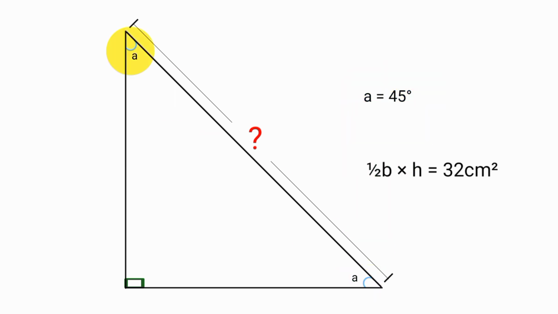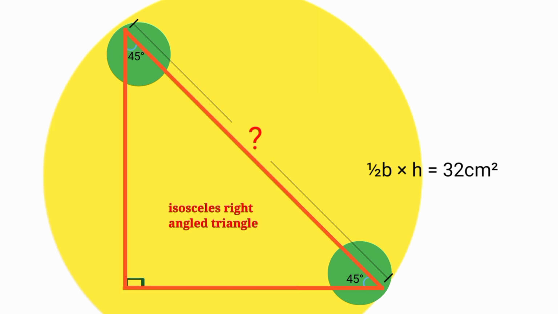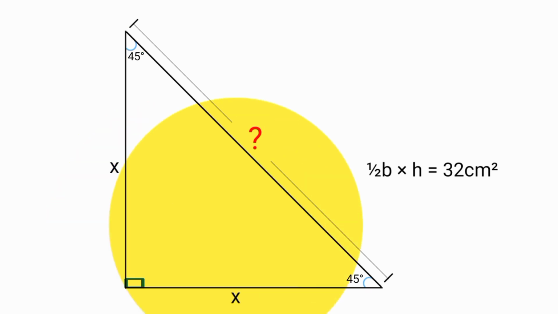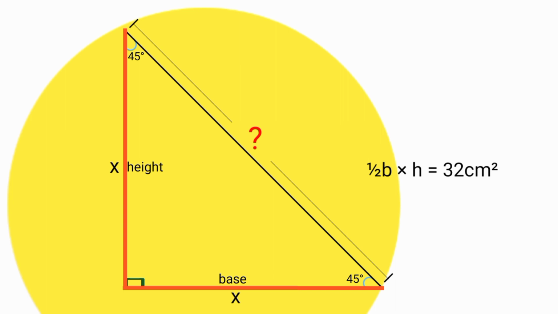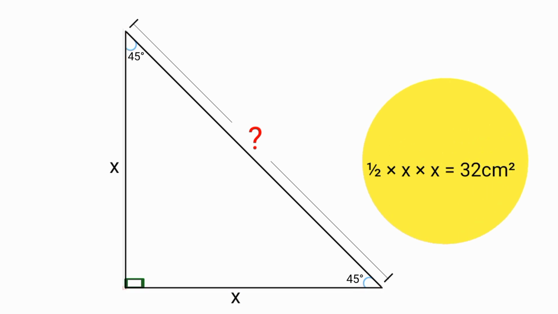Substituting here and here now. The fact that the two angles are equal in size tells us that the triangle is an isosceles right angle triangle. And we know that in an isosceles right angle triangle, the sides perpendicular to each other are equal in length, which are this and this here. So let's label them x. Now coming back to this equation, recall we acknowledged that these sides are the base and the height. So we can go ahead and substitute x and x here. Now 1 over 2 times x times x is x squared over 2. So x squared over 2 equals 32 centimeters squared.